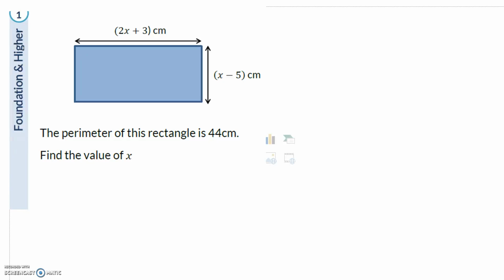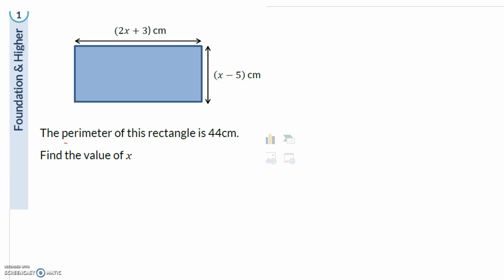GCSE question of the week, week 6, foundation and higher first. We have a rectangle with some sides labelled. It looks like we have 2x plus 3 centimetres and x minus 5 centimetres. So we've got some algebra to do. Okay, let's have a look at the question.